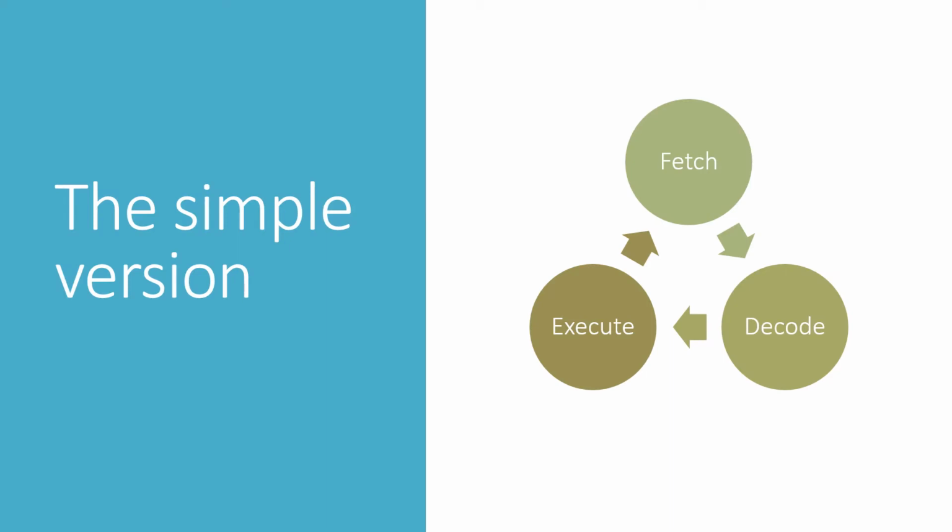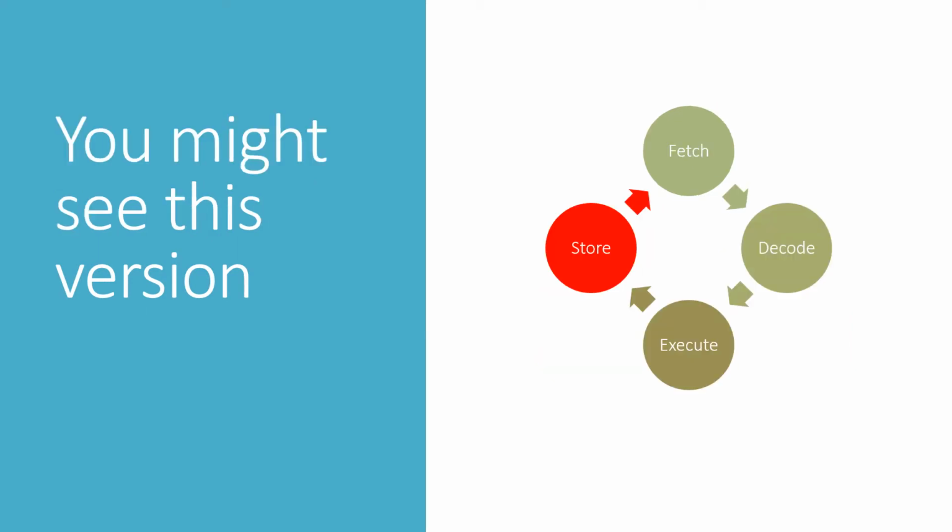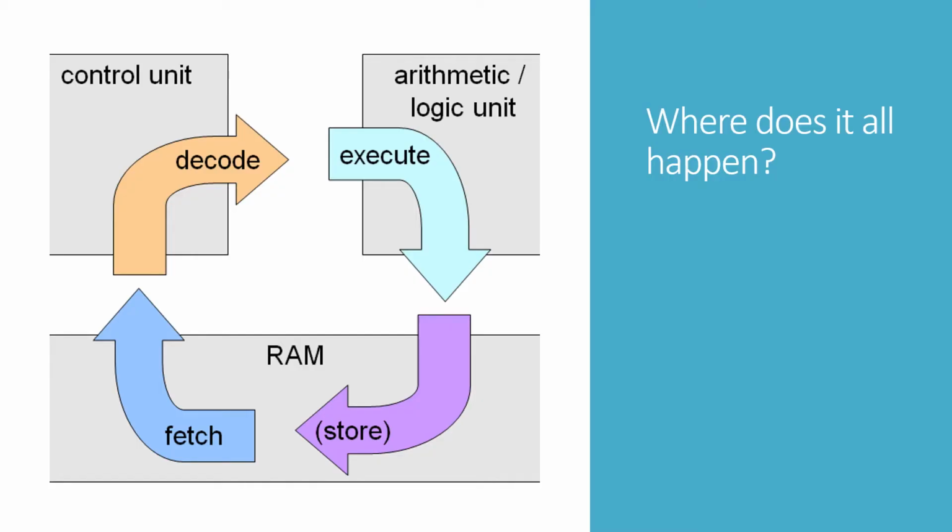Sometimes you'll see it drawn like this with just fetch, decode and execute, but more often you'll see this version with an additional stage where the result of the calculation is stored. All of these actions do happen during the fetch execute cycle, so I think this is a more accurate diagram. All the different parts of the fetch execute cycle happen in different parts of the computer.